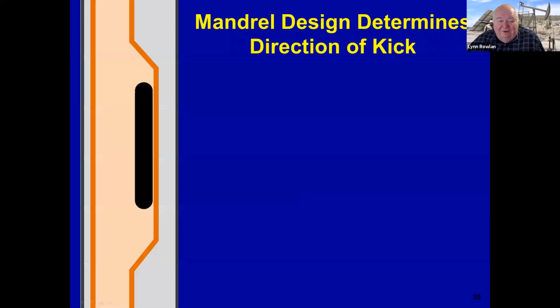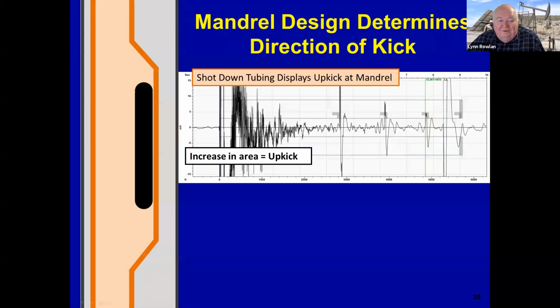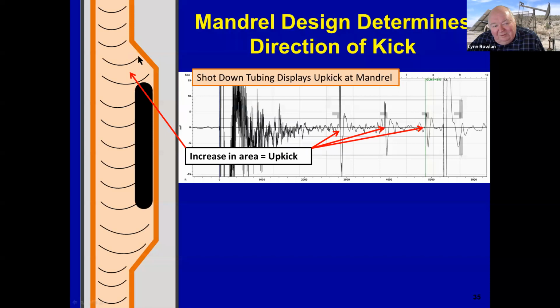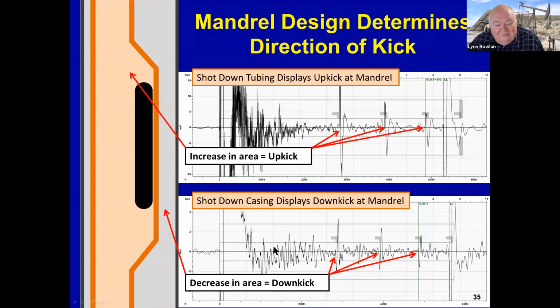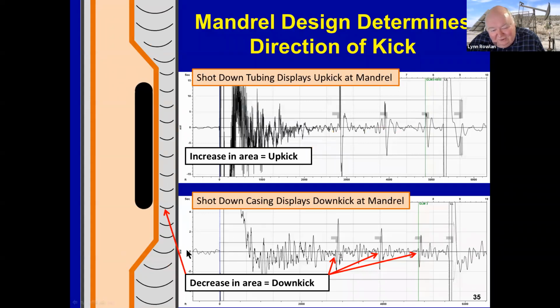Now here's a fluid level shot, and we shot down the tubing. And when we come to the mandrel in this well, these are probably more common offshore. Most onshore gas lift wells have the conventional, where the gas lift valves are just attached to the outside of the tubing. But here, if we shoot, you can see there's a big increase at the mandrel, and you can see the up kicks right there. And if we shoot down the casing, here's a casing shot, and those kicks are down. And so the direction of kick depends on whether there's an increase or decrease in the cross-sectional area of the wellbore.